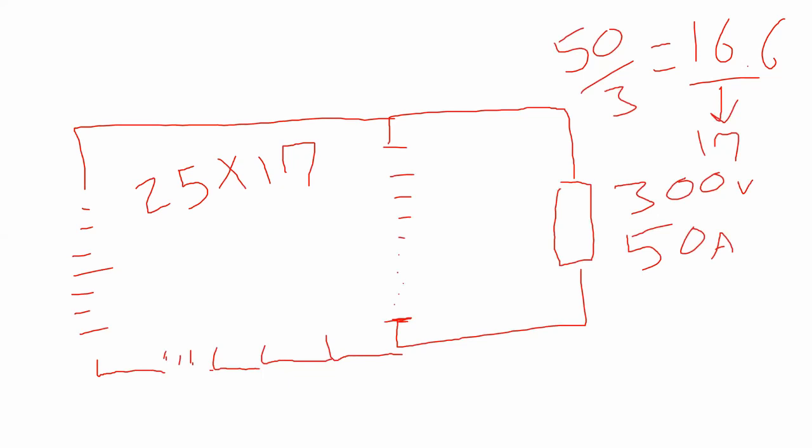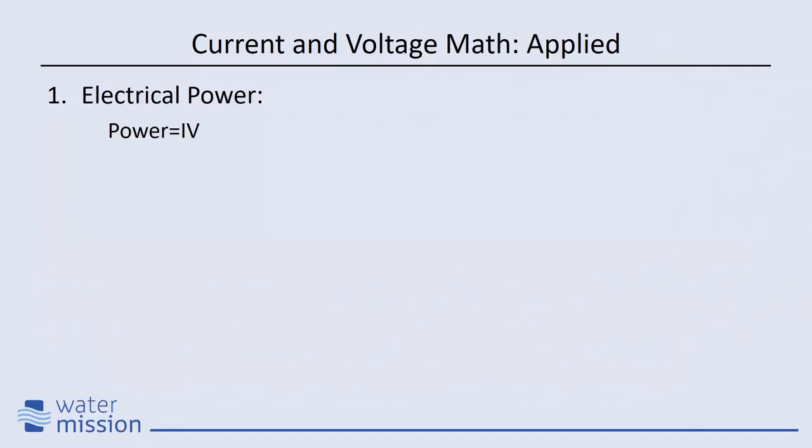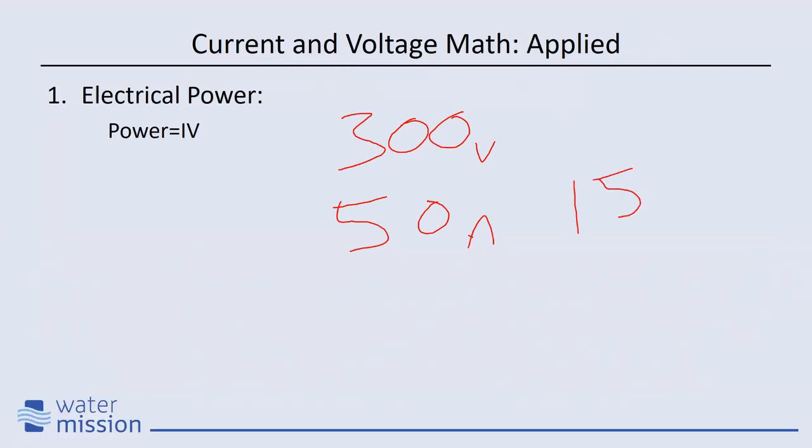All right, let's move on. Now, sometimes a solar array is going to be specified not in terms of volts and amps, but power. Electrical power is very easy to calculate, and that is accomplished simply by multiplying your current by your voltage. All right, so in that previous system where we said we had 300 volts, we had 50 amps, the total array power is going to be 15,000 watts. Watts are the unit of power, or you're going to see that as a 15 kilowatt system.